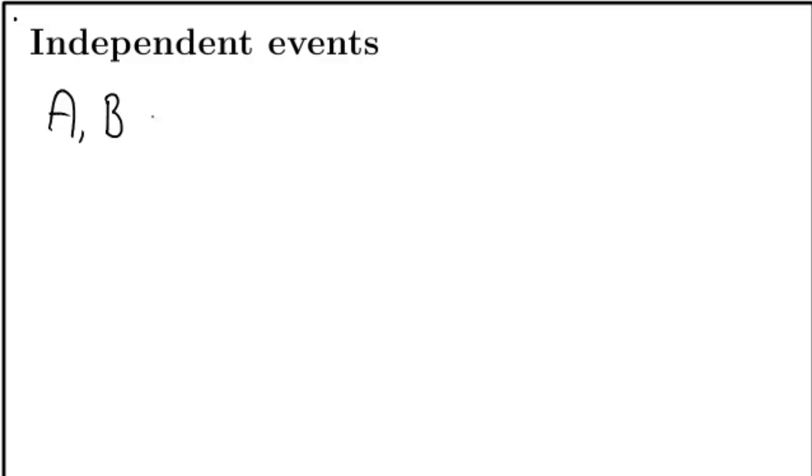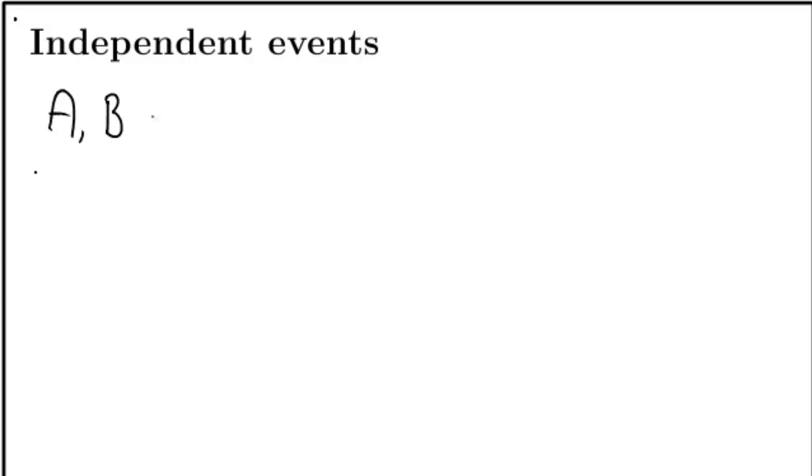Let's say, for example, that I'm rolling two dice, one blue and one red, and A is the event that the blue dice shows a 6, while B is the event that the red dice shows a 6. Then those two would be independent events. Whatever happens to the blue dice will not affect what happens to the red one.